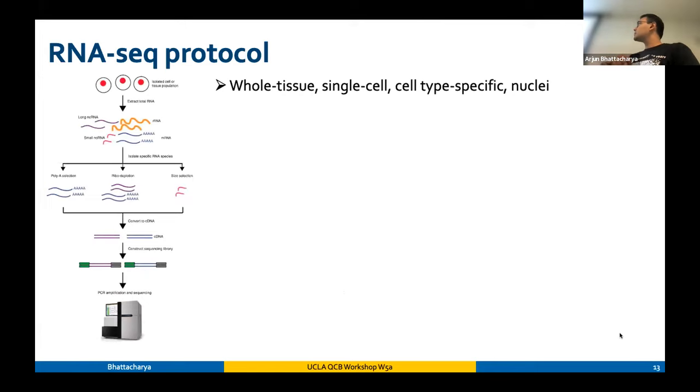Okay, so I think we can talk a little bit about the protocol for RNA-seq. You can run this on a bulk tissue, a whole tissue sample, or single cells. There's a workshop for single cell RNA sequencing; we're not going to be dealing with that kind of data here. You can also culture cells and think about cell type specific RNA sequencing or just single nuclei. Aside from single cell, where the technology is a little bit different, most of this is very simple. Bulk RNA sequencing follows the same process. You have a sample of cells, you lyse those cells and extract the total RNA from whatever sample you have.